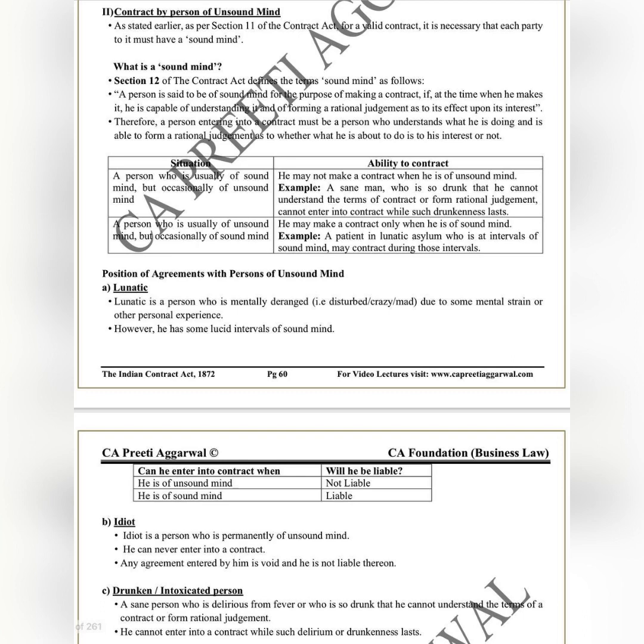Students, we had stopped at minor. I think that was the last part that we had discussed. Now let us go through and complete this chapter. Let us go through the concept of contract by person of unsound mind and also contracts by disqualified persons.